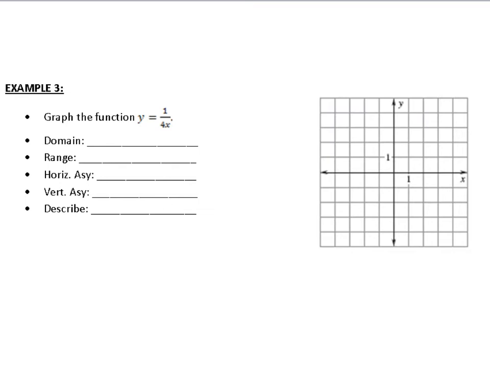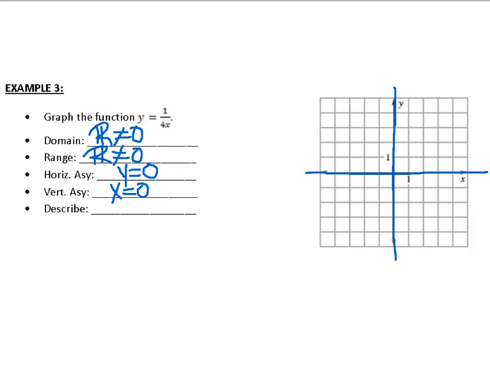Let's graph another one, y equals 1 over 4x. Let's start by filling in our horizontal asymptote, our range, and our domain. There's no movement here, so this is still going to be my horizontal asymptote, and that's the line y equals 0. So my range is all real numbers not equal to 0. This is going to be my vertical asymptote, and that is the line x equals 0. So my domain is all real numbers not equal to 0, because I can't have 0 for either of those.